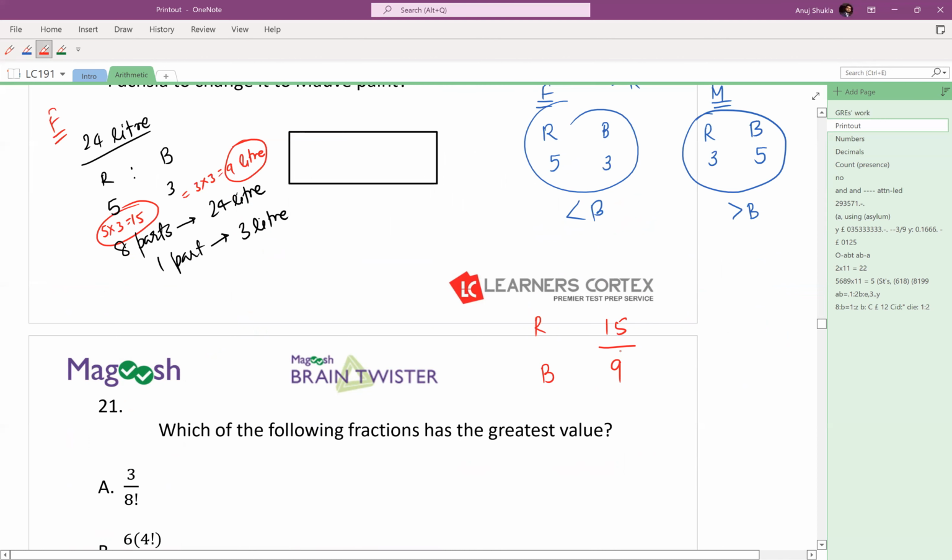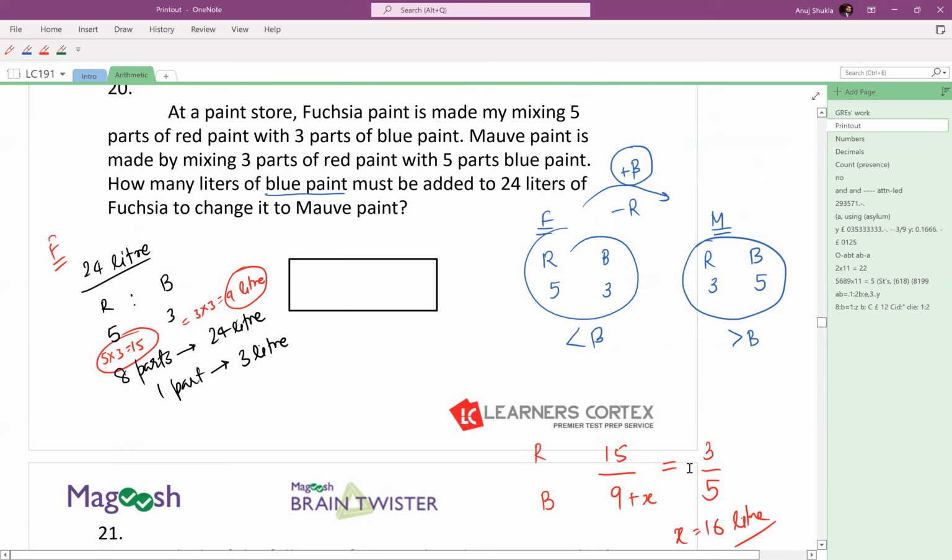And what you are doing to make it mauve, you are adding blue. How much you are adding, we don't know. Suppose we are adding X liters and it is becoming mauve. Mauve means 3:5, means the ratio between red and blue should be 3:5. If you solve it, you will get X value is 16. Any doubt? No, sir. Shall I tell you another method? Yes, sir.